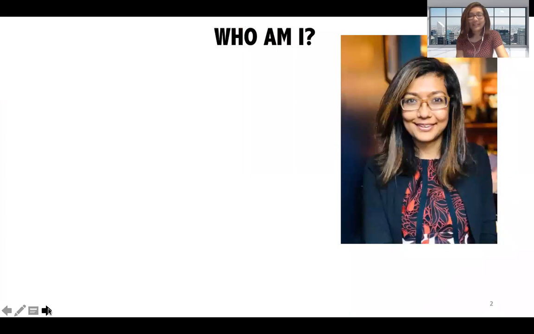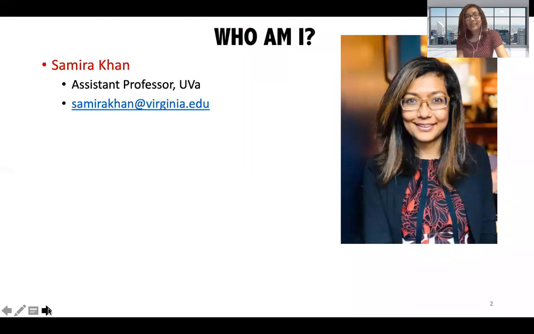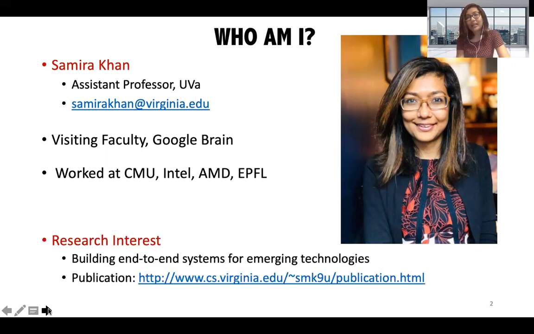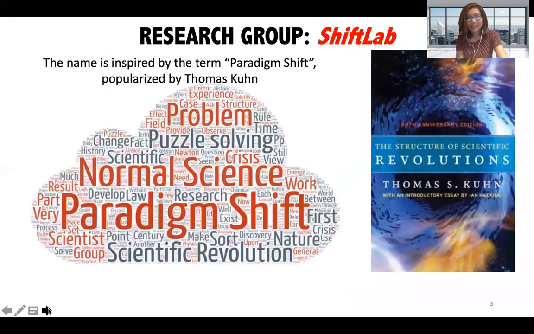So first, who am I? I'm Samira Khan. I'm an assistant professor at University of Virginia. Currently, I'm a visiting faculty at Google Brain. Previously, I have also worked at CMU, EPFL, Intel, and AMD. My research interest involves building end-to-end systems for emerging technologies. At UVA, I lead the research group Shift Lab.